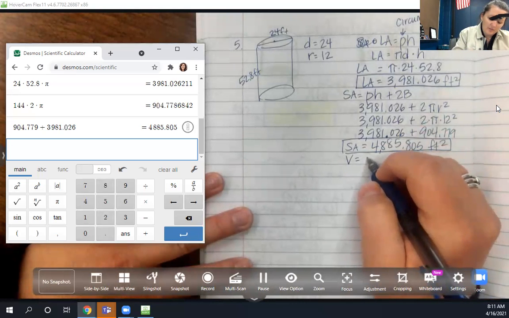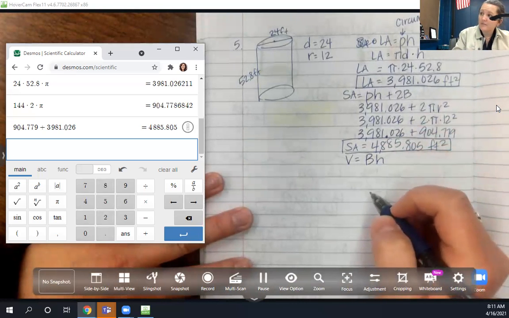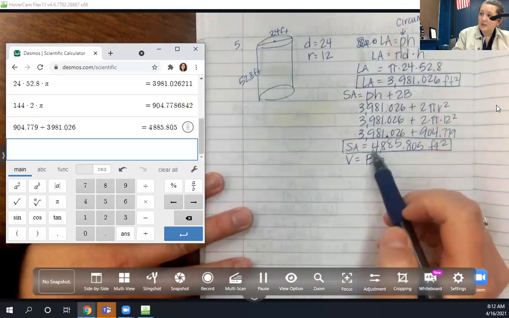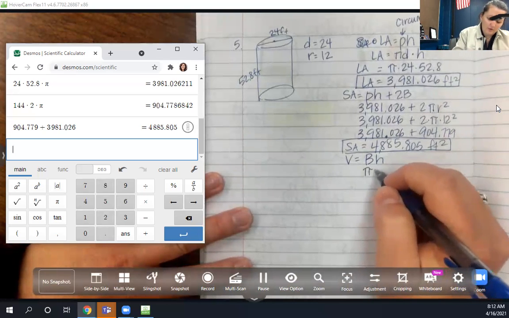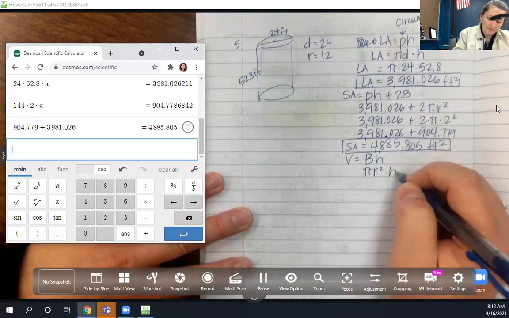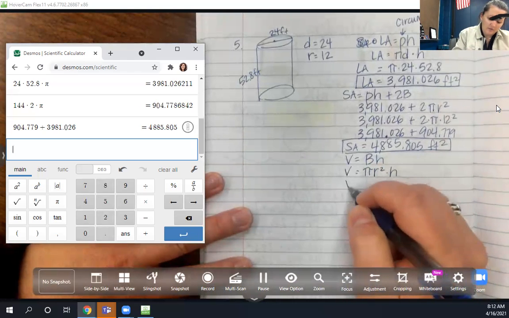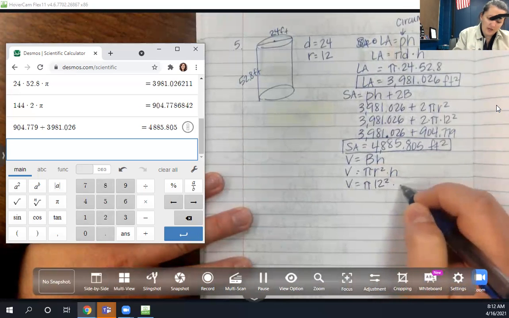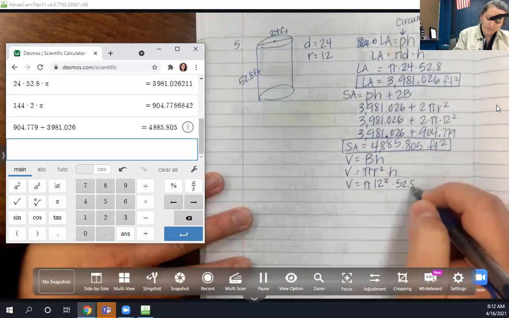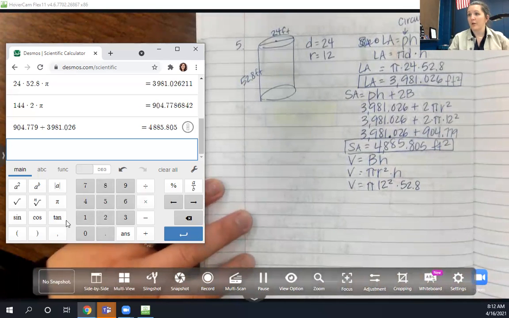Volume is big base area times your height. So we're going to do the same thing, big base area. We had to find pi r squared, right? So we're going to do that again, pi r squared times your height. Let's plug in our values, pi times 12 squared times 52.8. So remember to square first. We're going to do 144 times 52.8 times pi.